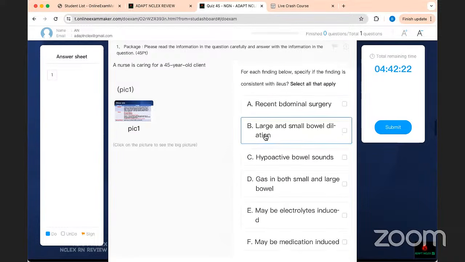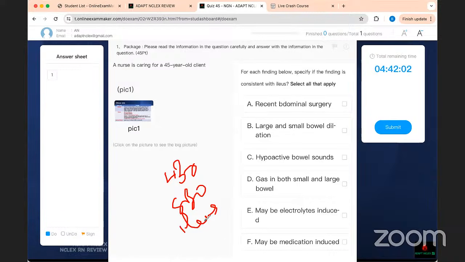And in between them, there's something we call ileus. For each finding below, specify if the finding is consistent with ileus. It's not a small bowel obstruction. It's not a large bowel obstruction. It's ileus, right? Is it associated with recent abdominal surgery? You should say abdominal surgery, large bowel and small bowel dilatation, hyperactive bowel sounds, gas in the small bowel and large bowel, maybe electrolyte induced or maybe medication induced.